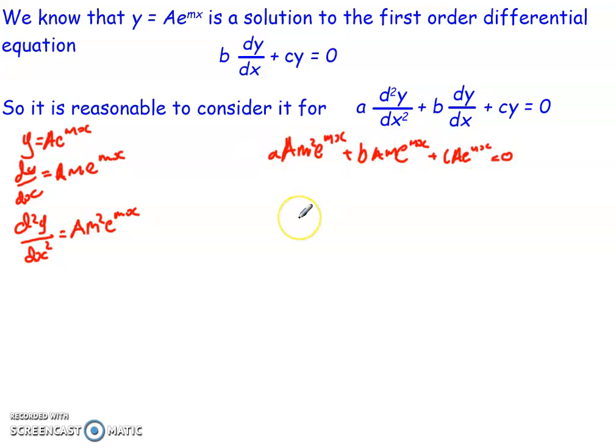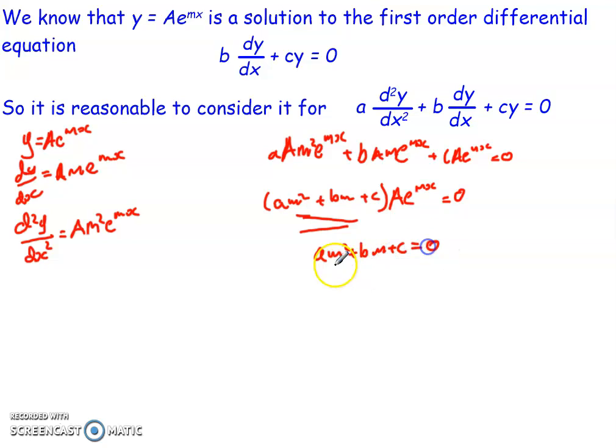Now if I take e to the mx out as a common factor of each of them, what I end up getting is am squared plus bm plus c, all in a bracket itself, times e to the mx equals 0. Now, if I want this solution to work, it all depends upon this here. A e to the mx can never be 0, so all depends on this part here, am squared plus bm plus c being equal to 0.